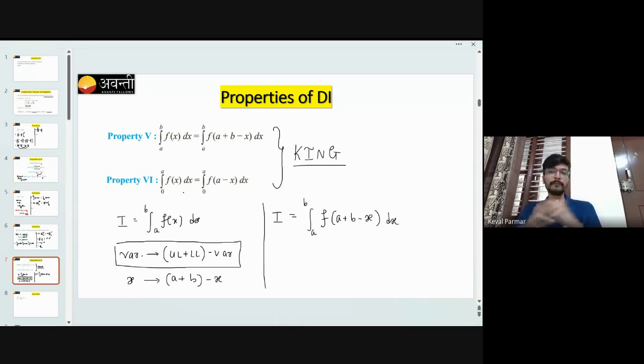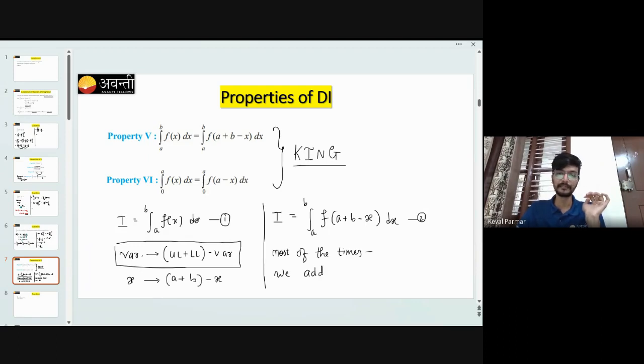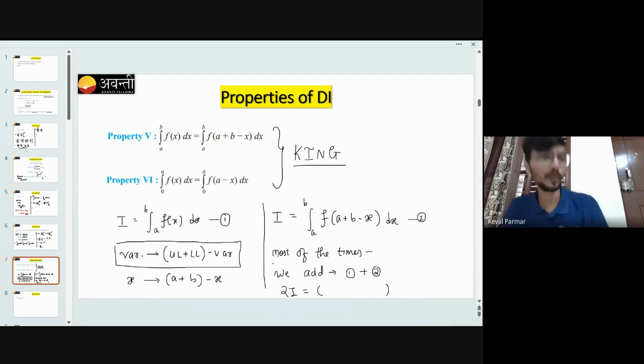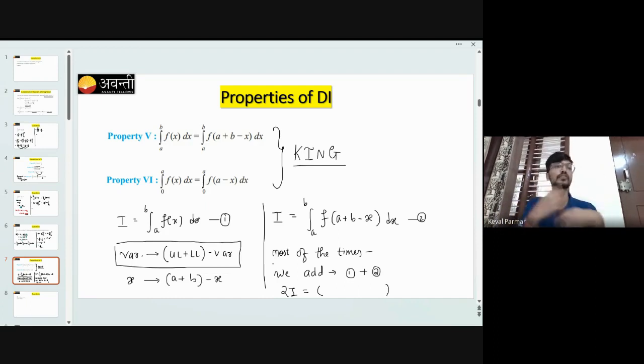Now, how to use this property? Many times, what we do is we mark this as 1. After using the property, we mark this as 2. And most of the time, we add, that is, we do 1 plus 2. So we get 2I equals something. Most of the time. I'm not saying every time we will add. This is most of the times. We will add 1 and 2, and most of the time my question will get simpler or solvable. Got it?